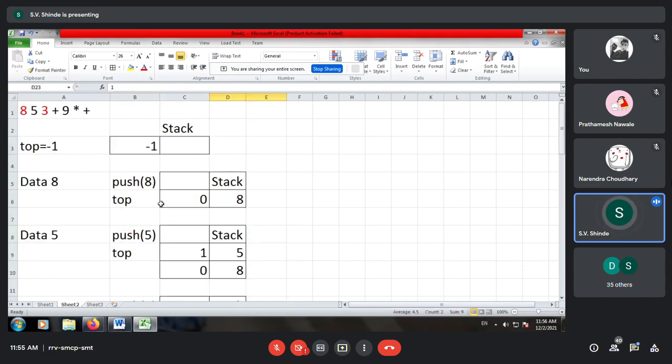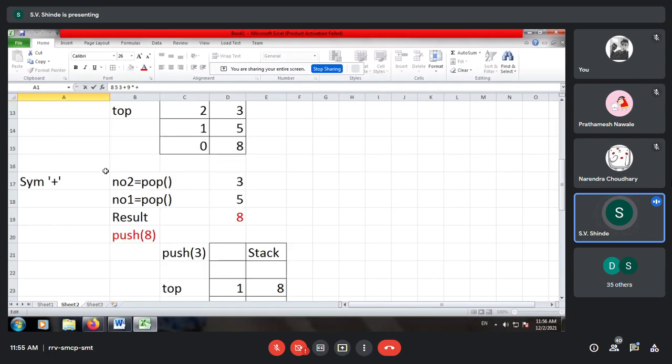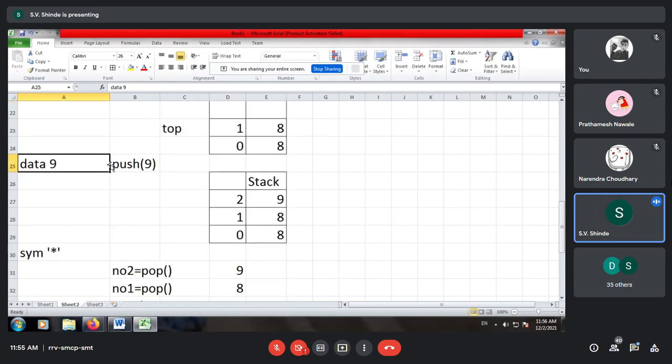Next you see after the addition there is the symbol or data 9. So 9 is the data element. So what to be done? Push 9 on the stack. We will get top is incremented from 1 to 2 and we get the topmost position, that is 9 will be on the stack.